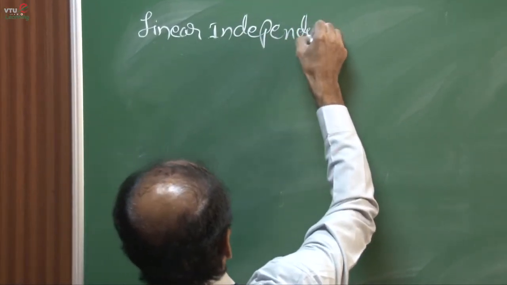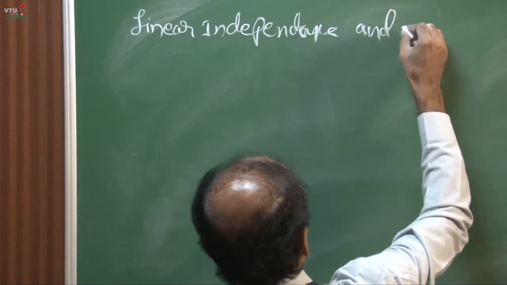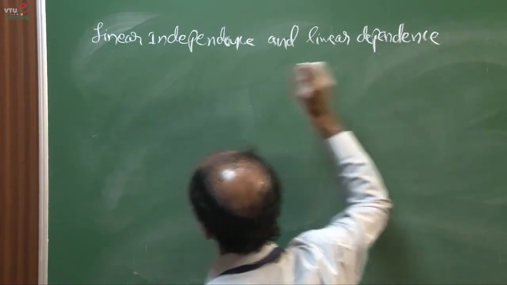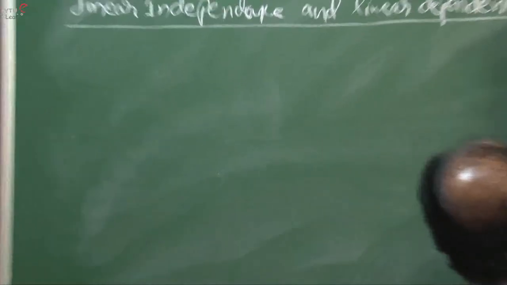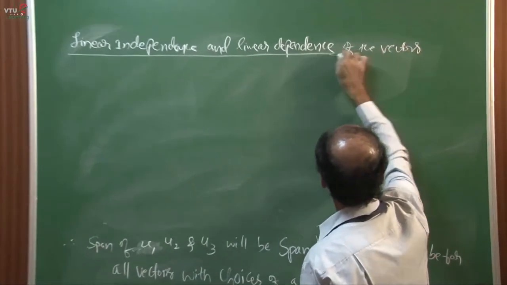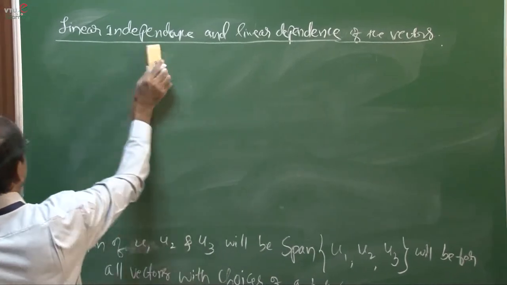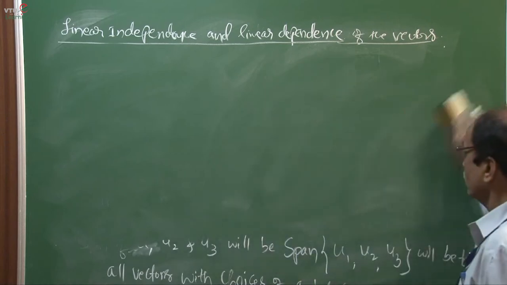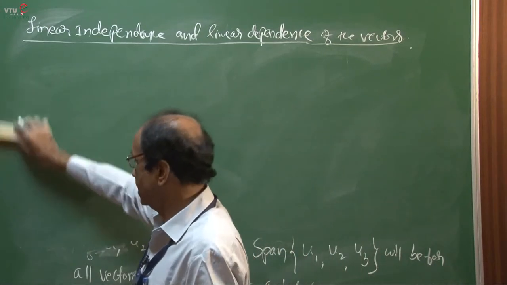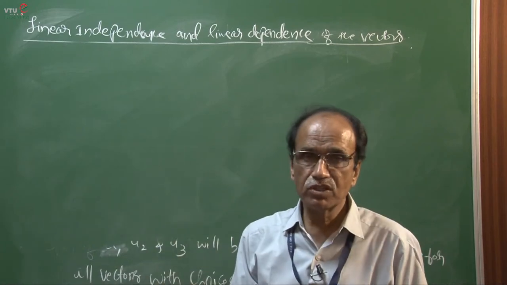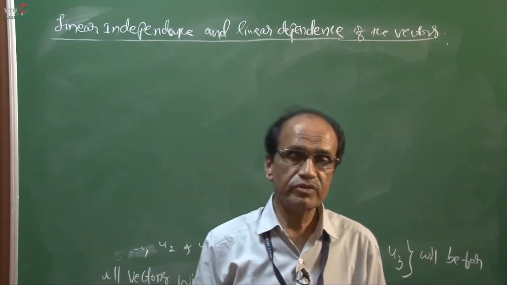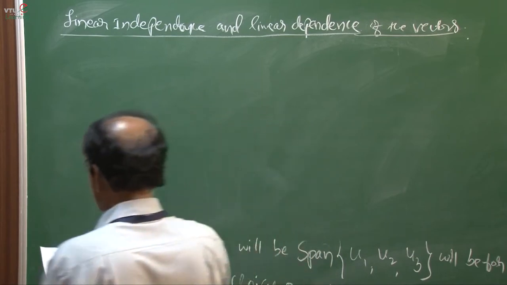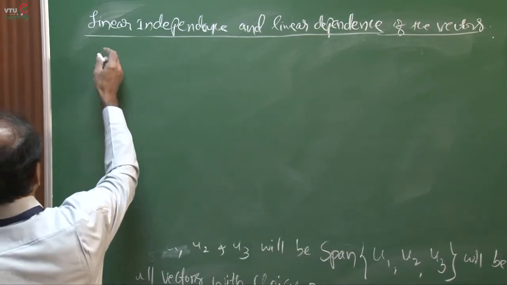Linear independence and linear dependence of the vectors also comes under the real number system followed by unknowns. Real number system followed by unknowns means you have 2 equations with 2 unknowns and 3 equations with 3 unknowns. There also we choose how they are linearly dependent and linearly independent. So, first of all, I will write the linear independence definition.